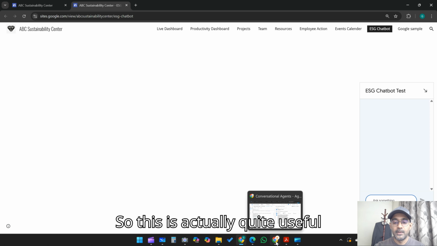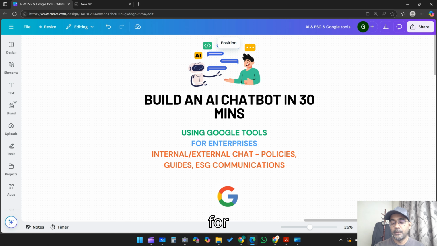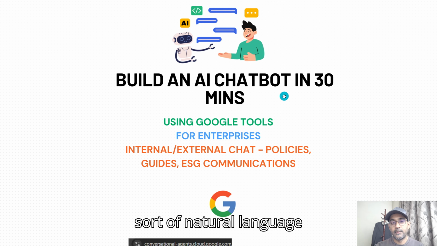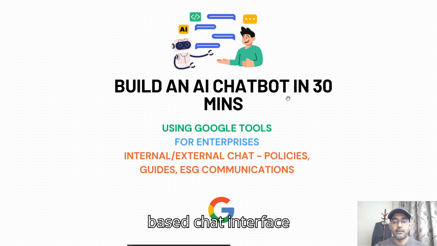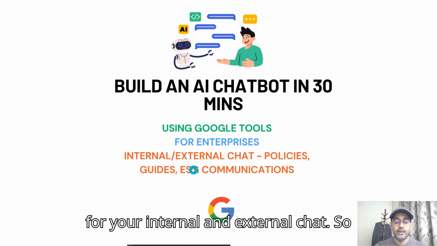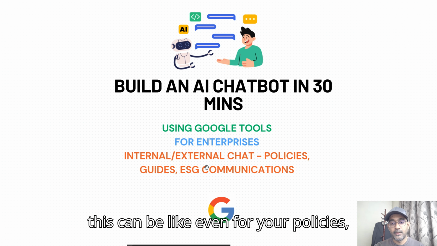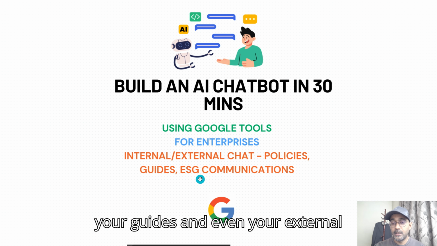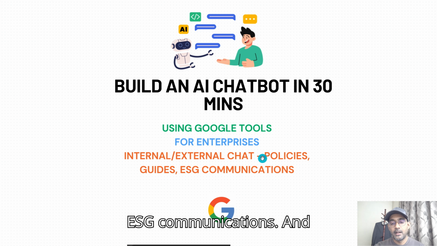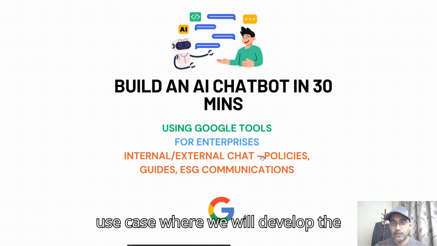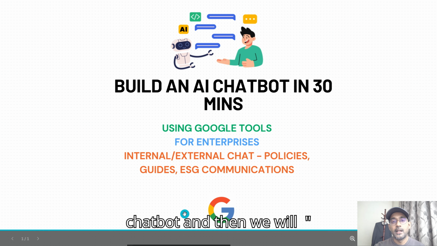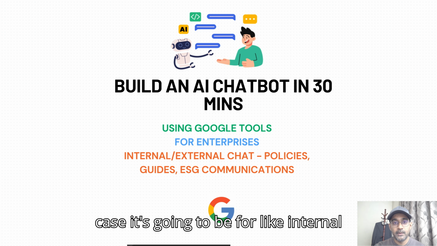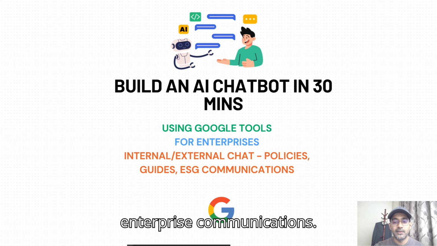So this is actually quite useful for enterprises, if you're going to use this sort of natural language based chat interface for your internal and external chat. This can be even for your policies, your guides, and even your external ESG communications. In our example, we're looking at one specific use case, where we'll develop the chatbot and then park it in Google Sites. In this case, it's going to be for internal enterprise communications.